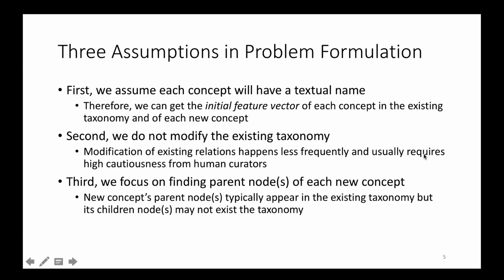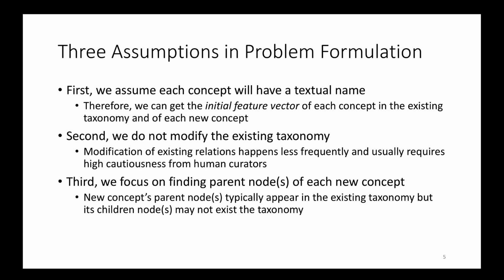Okay, before I discuss the concrete method, I want to emphasize three parts in our problem formulation. First, in this work, we assume each concept has a textual name. Therefore, we can get the initial feature vector of each concept in the existing taxonomy, as well as of each new concept, based on their textual names.